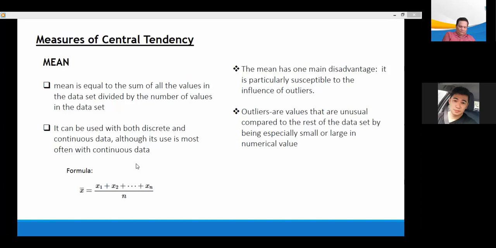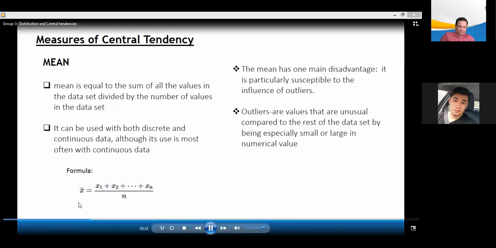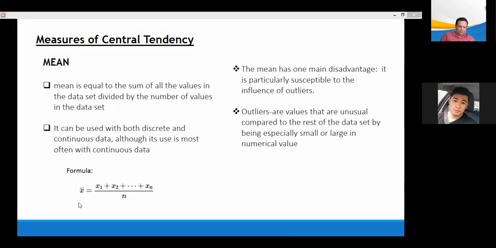However, the mean has one main disadvantage. It is particularly susceptible to the influence of outliers. Outliers are values that are unusual compared to the rest of the dataset by being especially small or large in numerical value.